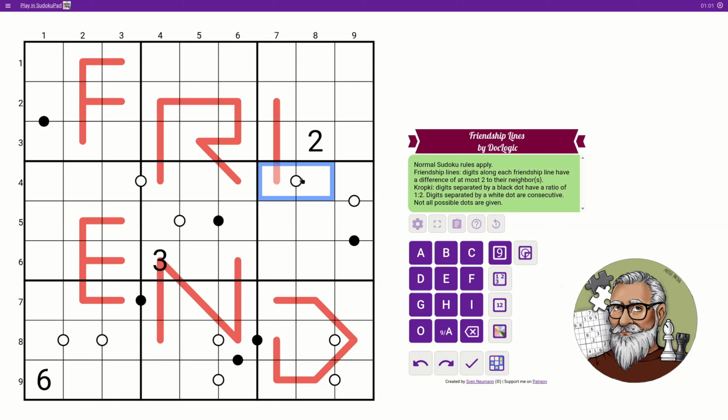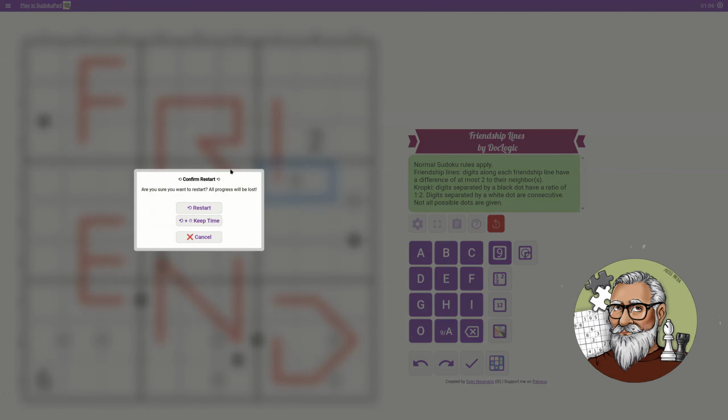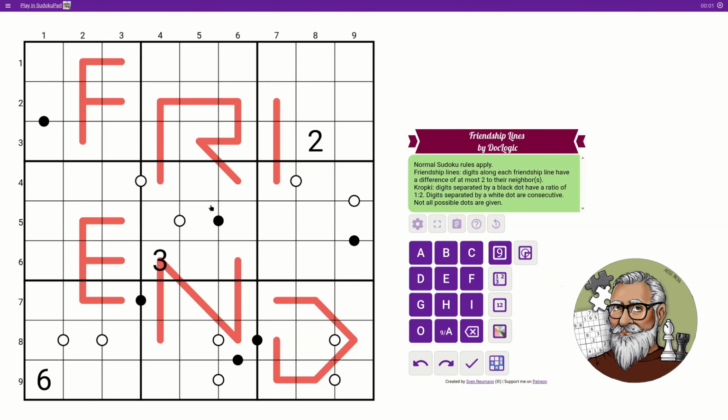Right, I've never seen friendship lines before. So, sip of tea, restart the timer. So what does that mean? Difference of at least, no, not at least, at most 2. Right. So for instance, 1 could only be next to a 2 and a 3, right? If you go in the middle, say 5, you would have 4 options. But even the 1 and the 9 have 2 options, so they can be anywhere on the line.